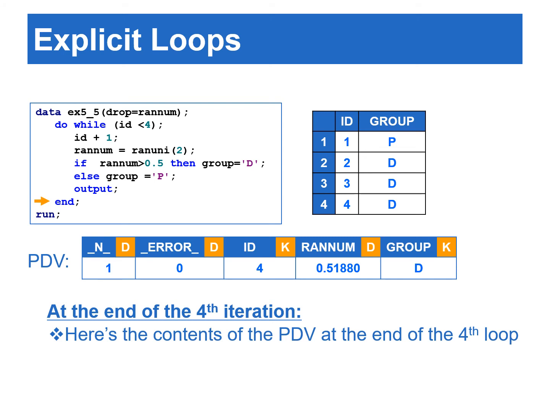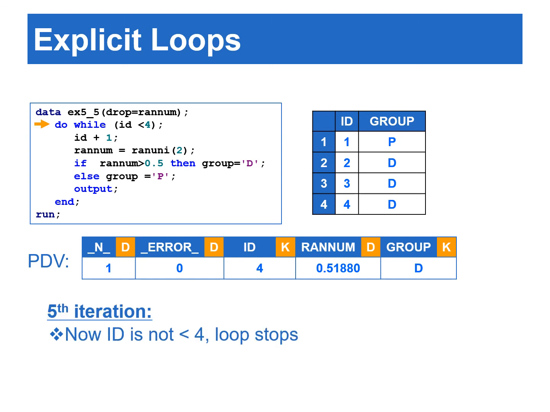SAS returns to the beginning of the data step to begin the 5th iteration. However, ID is not less than 4, so the loop stops. SAS reaches the end of the data step, and the execution phase ends.